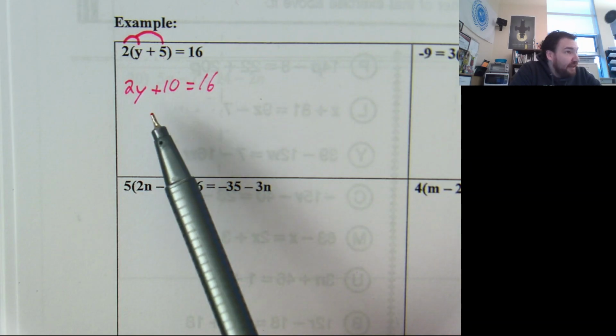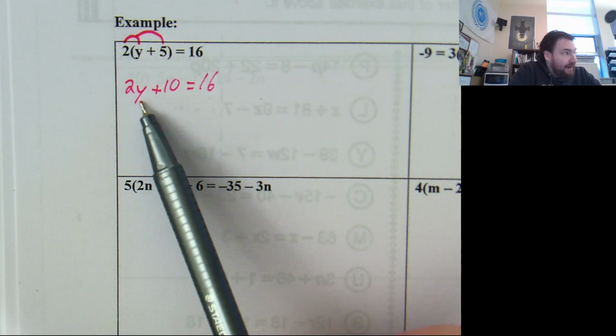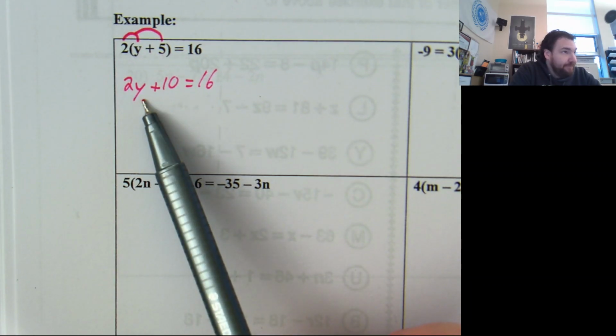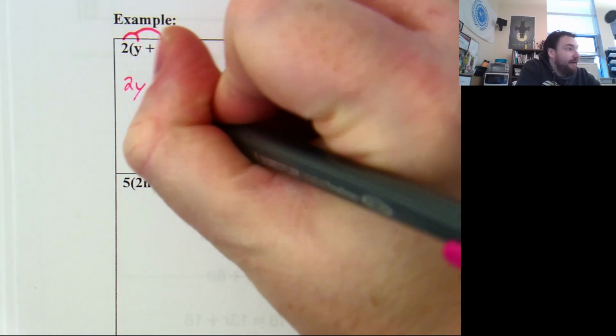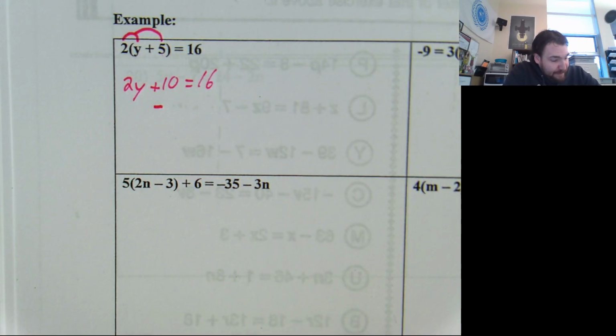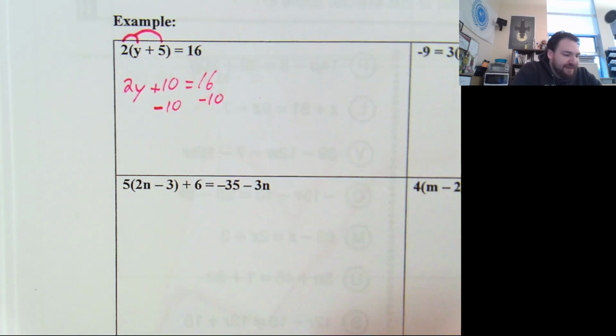So now we solve this thing like we've been solving things. We want to get y by itself. So to get y by itself, the first thing I have to do is what? I'm going to undo the addition by negativing what? 10. We're going to take away 10 on both sides.